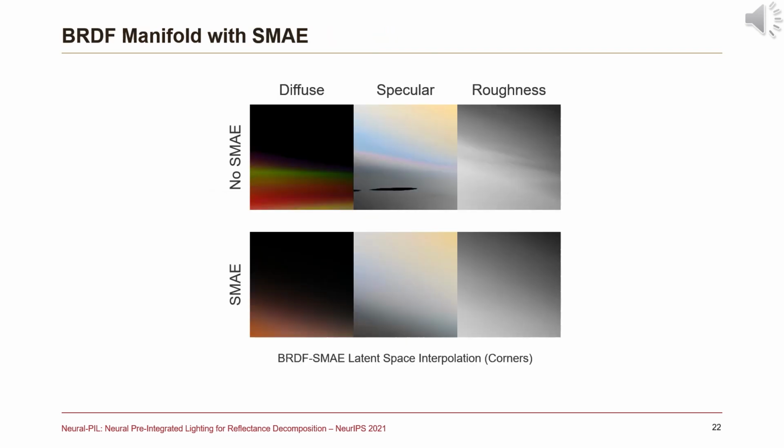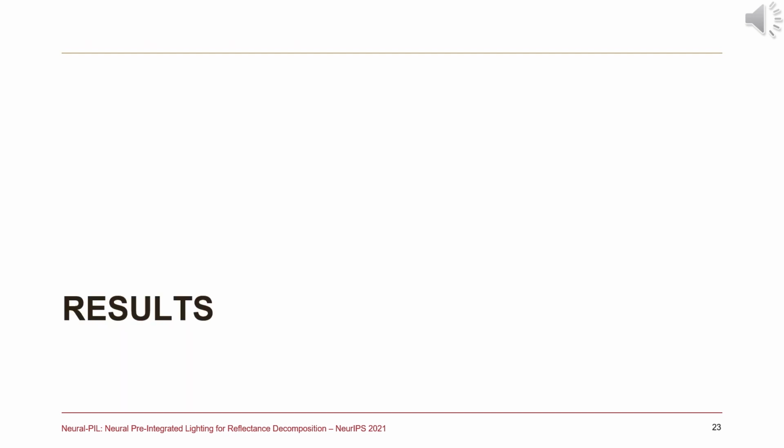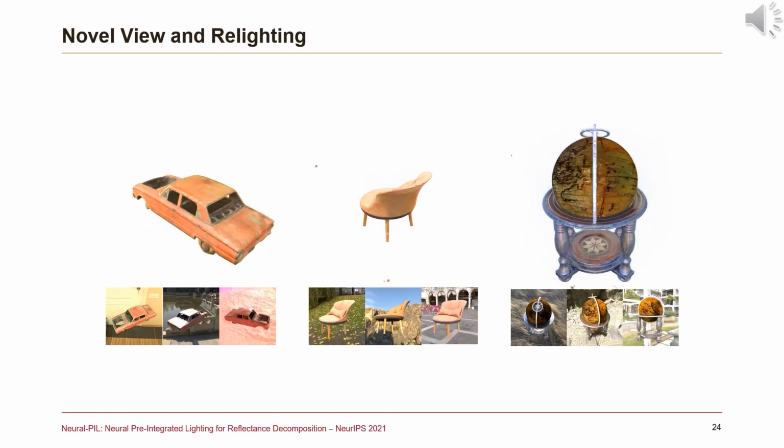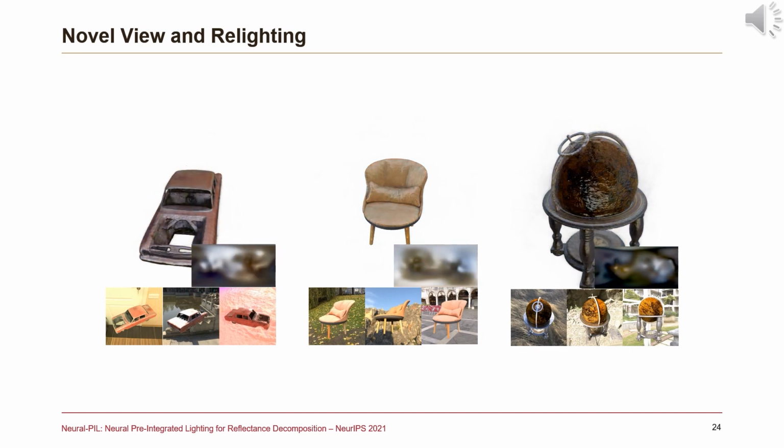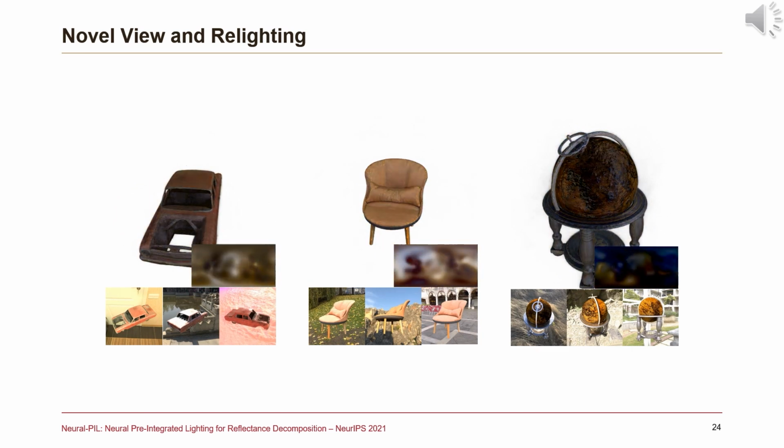Here we applied a specific BRDF to each corner and interpolated the latent space in between. Notice how smooth our latent space is compared to without the losses. We now show some results. Notice the plausible reconstruction and relighting under unseen illumination from our method.